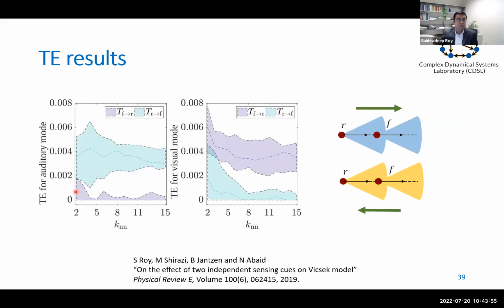And then these are the results for the transfer entropy for both the auditory and the visual mode. We ran it several times, like we conducted a Monte Carlo simulation. We generated multiple trajectories and implemented this transfer entropy. And just to give you the main message over here, transfer entropy was successful in identifying the correct directionality. For example, in this auditory mode, it identified the rear to front coupling, which is over here. In the visual mode, it identified the coupling direction is from the front toward the rear.